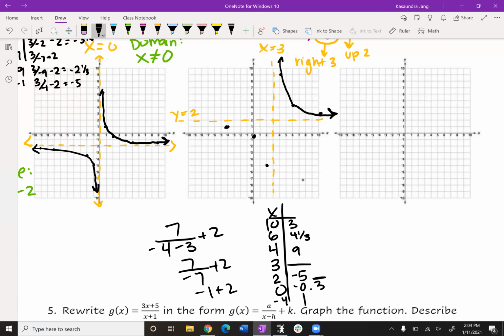Okay, I'm starting to see the curve a little better now. So I'm going to connect these dots and not cross the asymptotes. All right. There we go.